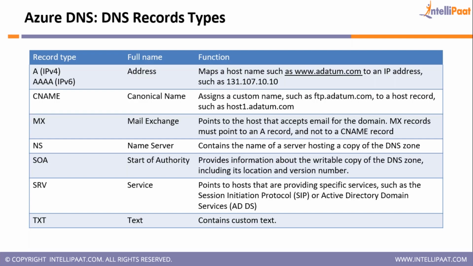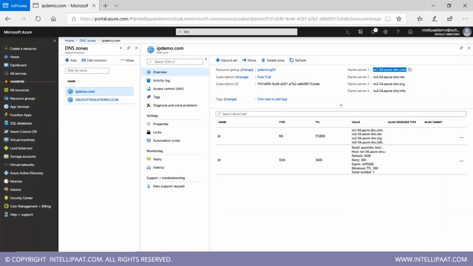Name servers contain the name of a server hosting a copy of the entire DNS zone. If we go to the portal, you see these set of name servers for different top level domains. What it is doing is actually hosting the entire copy of this DNS zone inside these servers. Right now they have only NS and SOA records to begin with, but in future you will add more records and all those records will be hosted in these name servers.